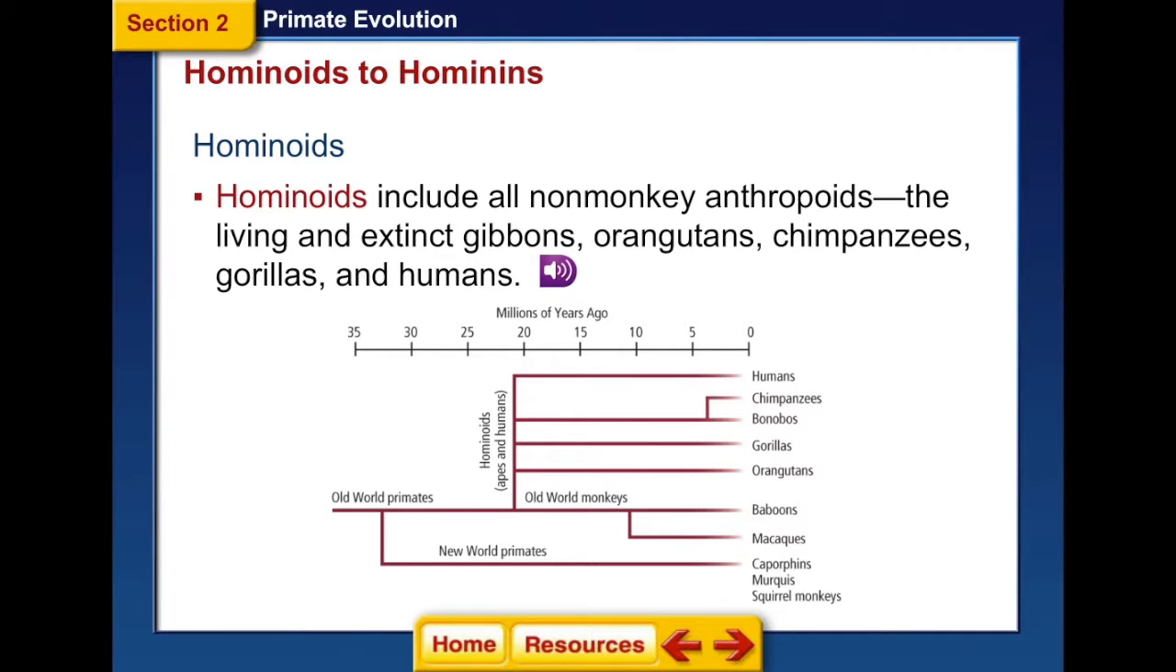Now we also have the groups known as the hominoids. These include all non-monkey anthropoids, and then the living and extinct gibbons, orangutans, chimpanzees, gorillas, and humans. So again, hominoids is a large category that includes all of those species.